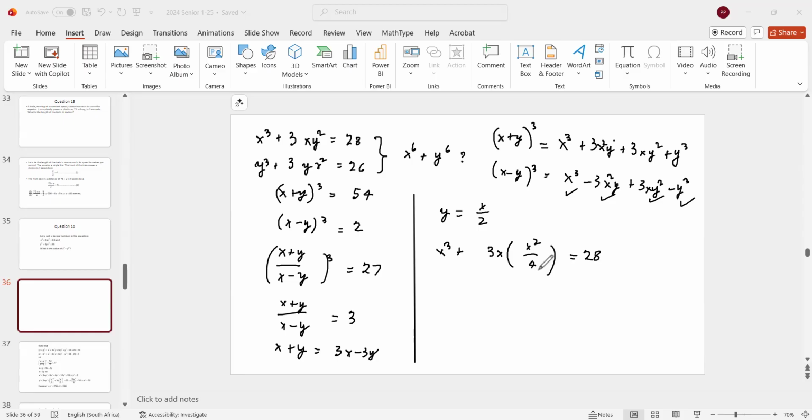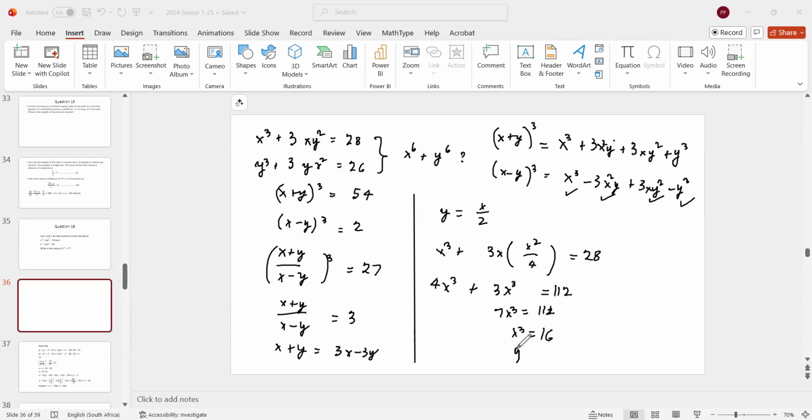Okay, so a common denominator of 4. Let's multiply right throughout by 4. 4x cubed plus 3x cubed. Multiplying right throughout by 4 is 112. So that gives you 7x cubed is equal to 112. So x cubed is 16. That works out very nicely as well. So I got x cubed is 16.